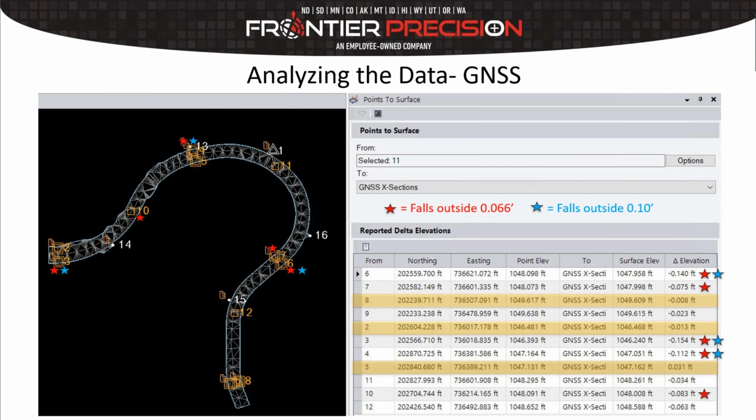Now, taking that surface model that we created from the GNSS cross sections, we compared it to the control points that we had on the road. So there's a couple different things going on here. First, the points that fell outside of our 2 centimeter, we have marked here with a little red star, and then the points that fell outside of 1/10 of a foot are marked with the blue star. So you can see, as an example, points 3, 4, and 6 were over 1/10, and then points 7 and 10 were within 1/10 but over the 2 centimeter mark.